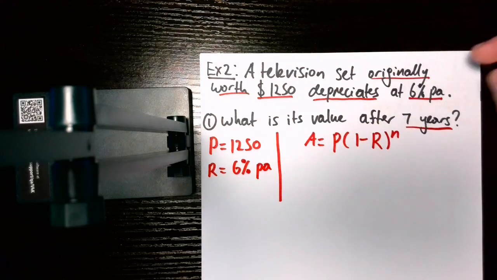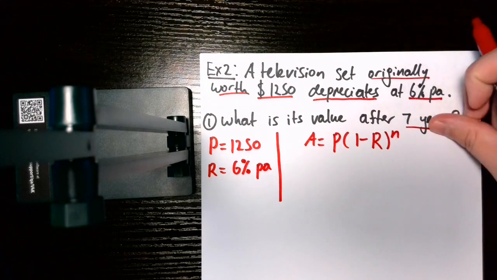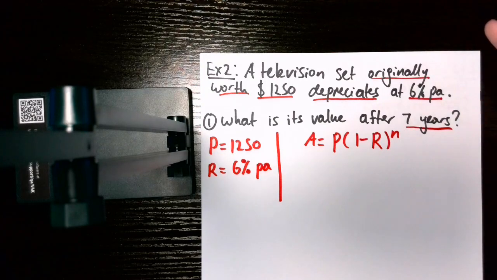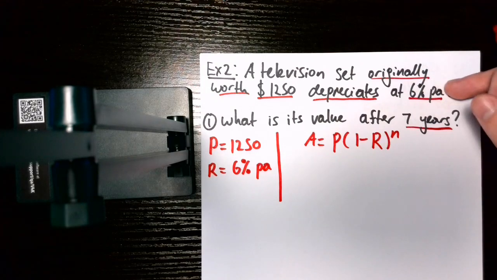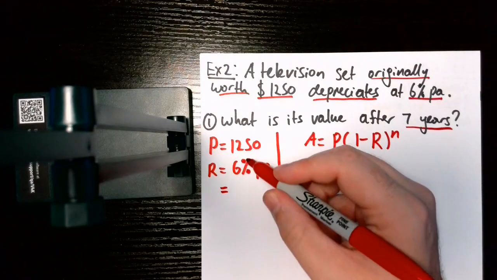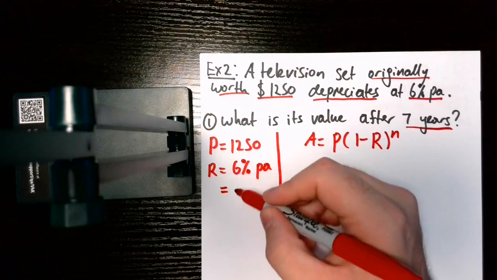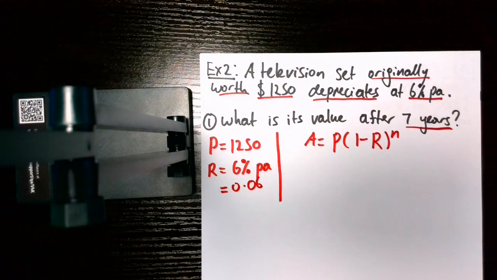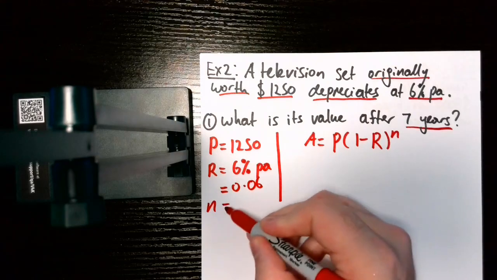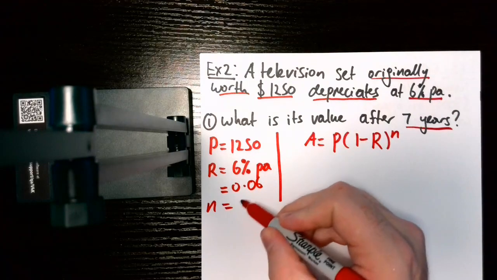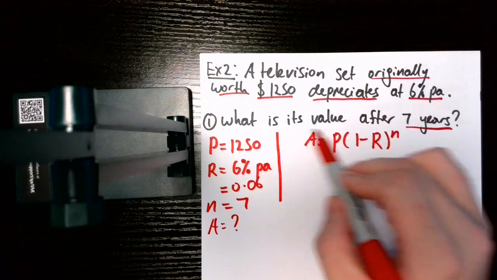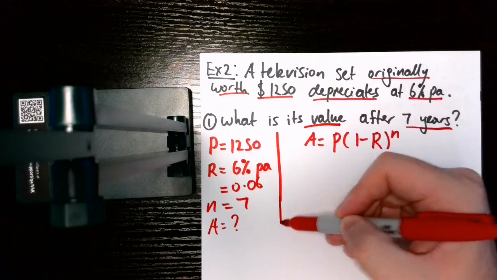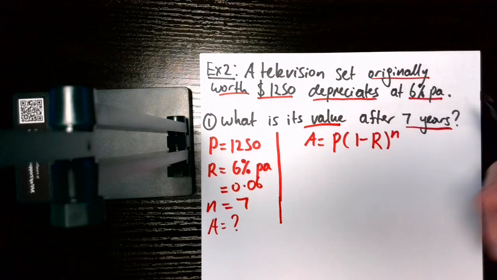And remember, this is asking us, what is its value after 7 years? Now, you'll notice that when I talk about depreciation, I only talk about it depreciating at the end of each year. So we don't need to adjust our interest rate in this sort of question. So let's just write this as a decimal. 6% divided by 100 will give us 0.06 as our decimal. And then we look at our number of time periods. Well, it's 7 years. It depreciates 7 times. So n is equal to 7. We don't know what A is equal to yet because that's what we're trying to find. Its value after 7 years, our final amount. So let's start setting up this question.